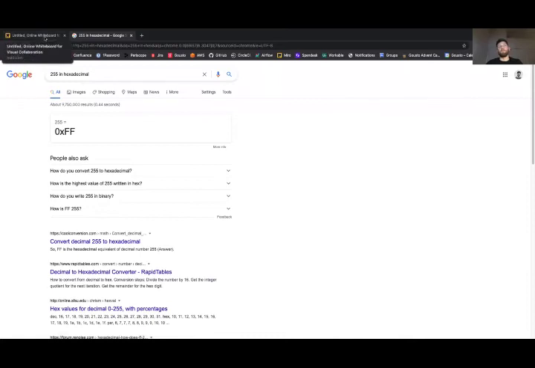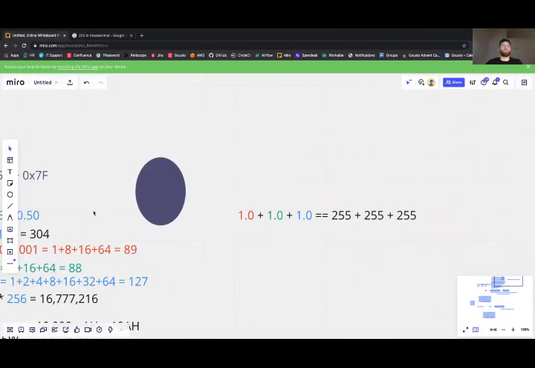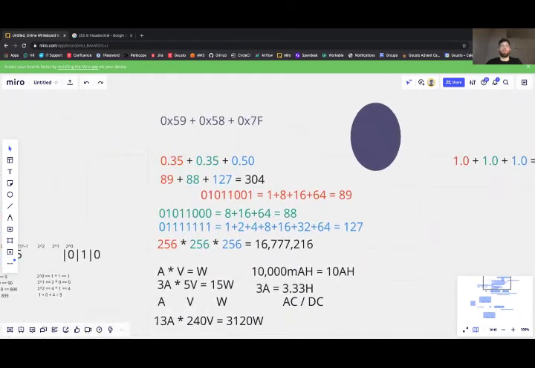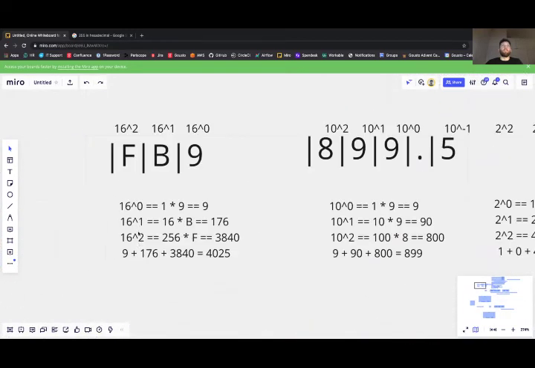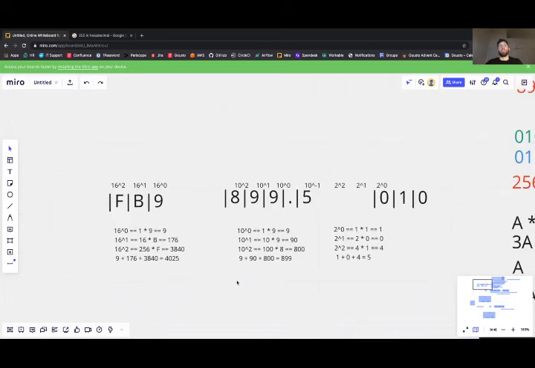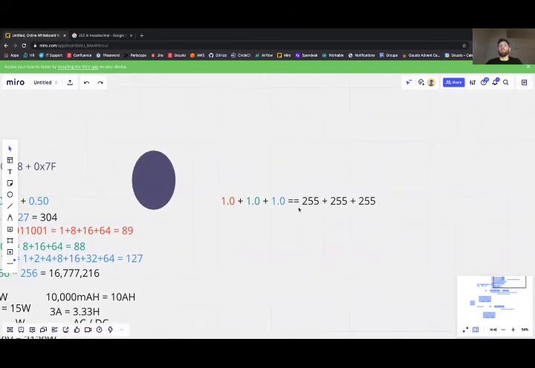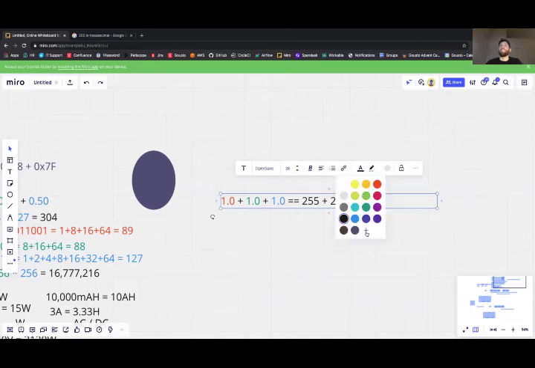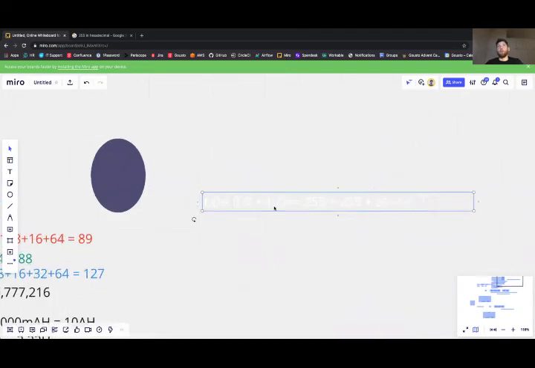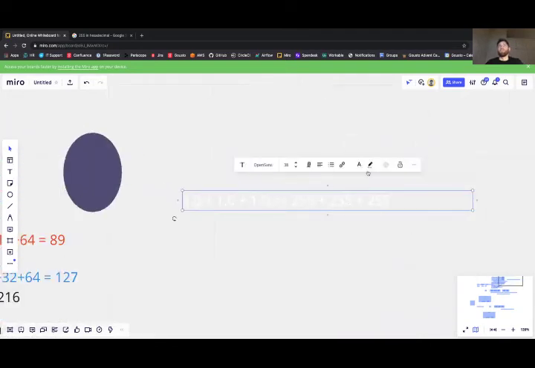So F stands for 15, 15. So we would have 15 times 16 to the 0th power, so 15, and 15 times 16 to the 1st power, so 16 times 15, and that would equal 255. So let's pick a color called FF, FF, FF, full brightness white. You can barely see it. Cool, so that completes the circuit on color theory.